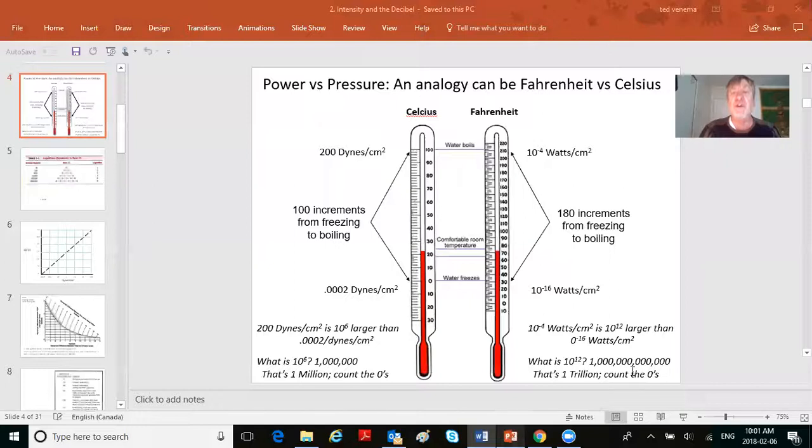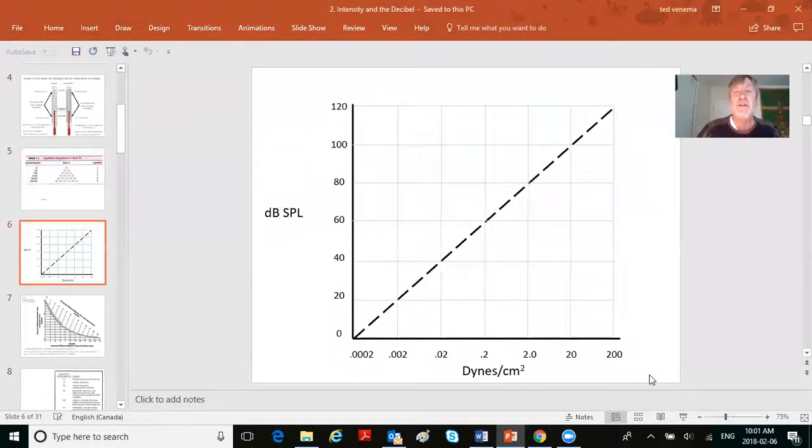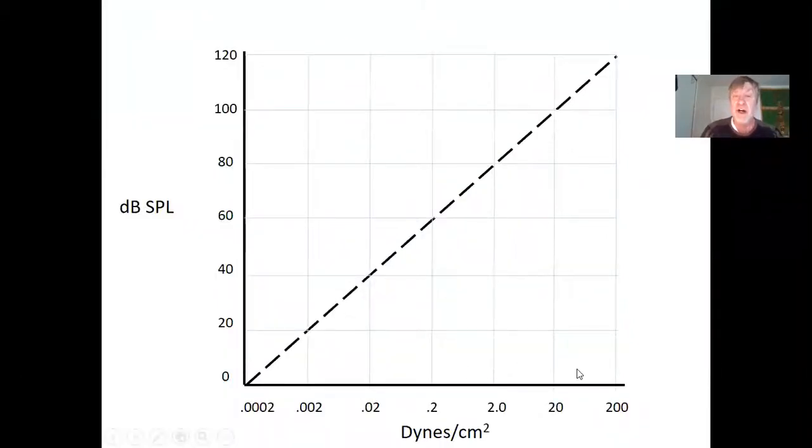Here we go. Go to my PowerPoint slides and show you the central slide of concern here. I'm going to blow it up and make it large. Dynes per centimeter squared is the horizontal axis. Look at my cursor from left to right. And see 0.0002 here on the slide, where I'm circling? That's the softest pressure required for a normal hearing human to hear the 1,000 hertz tone at 1 meter distance from a speaker with two ears. So that's the left corner.